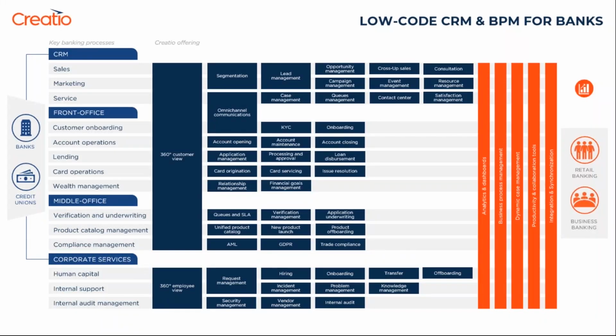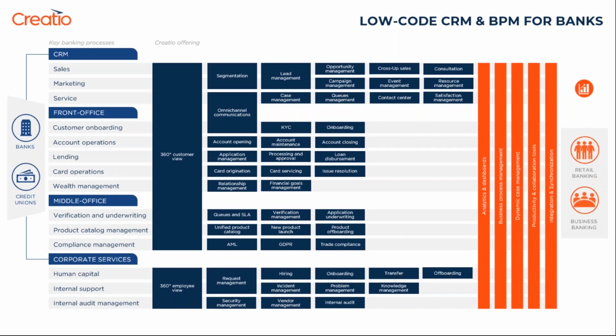So this slide kind of outlines exactly what I'm talking about. It's a little busy, but it's meant to be that way because there are so many processes and applications that banks and financial institutions have to work with today. So on the left-hand side, we can see that banks or credit unions have some key processes that they need to follow. So up at the top, we see CRM, right? So typical CRM applications for sales, marketing, and service. They also have front office applications for things like customer onboarding and lending practices.